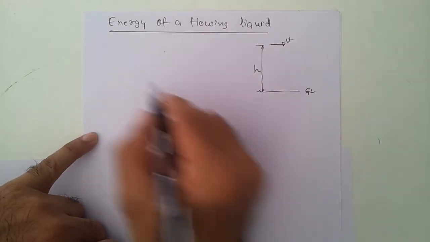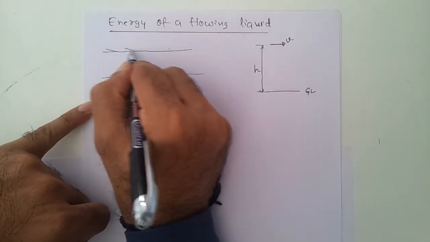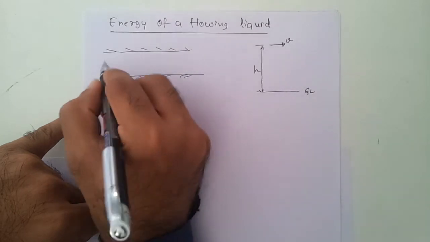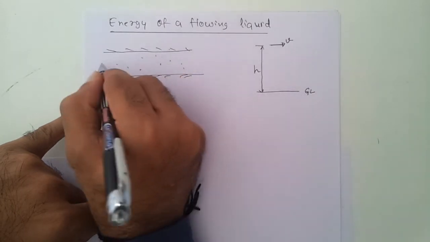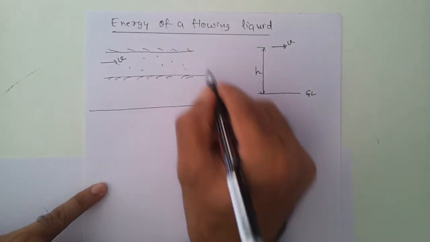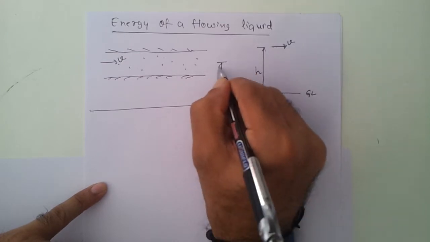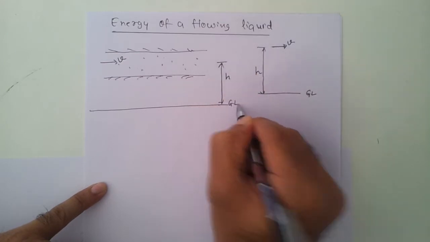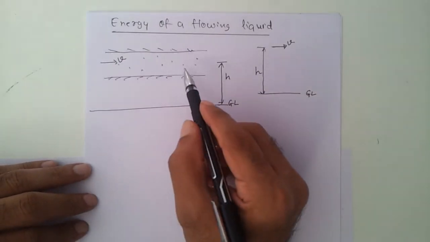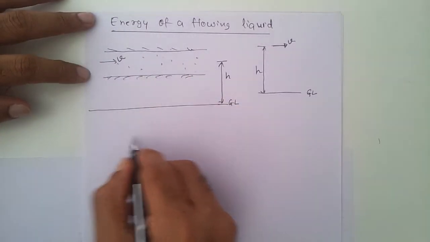In the same way, if you have a flowing liquid in a pipeline, so let us say this is a pipeline, and let us say there is liquid inside this which is flowing in this direction with velocity v, and let us say this particular liquid pipeline is at a height h from the ground level. This is the ground level. This flowing fluid will also possess energy, and we are going to look at various energies that this fluid possesses.